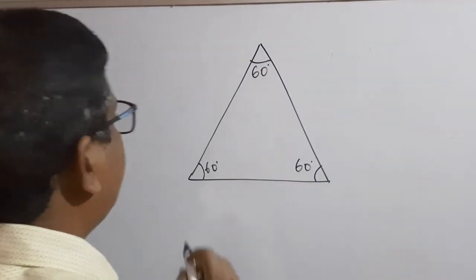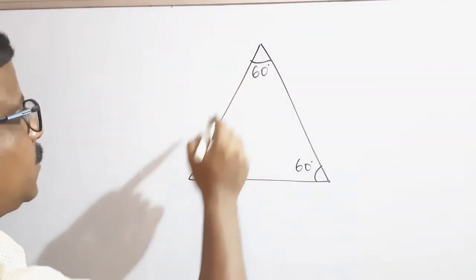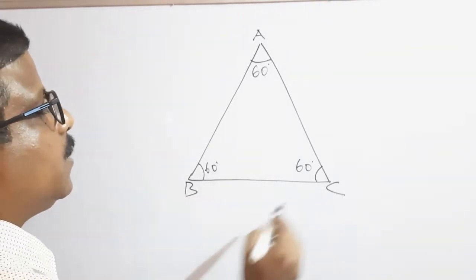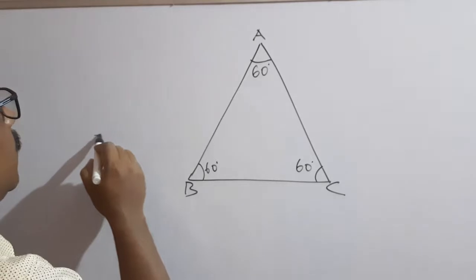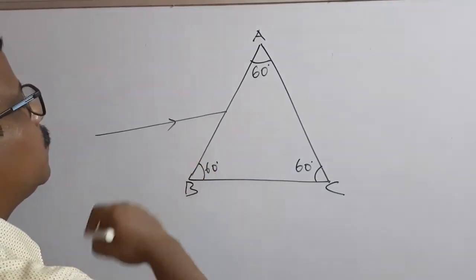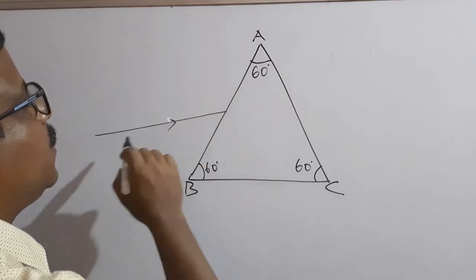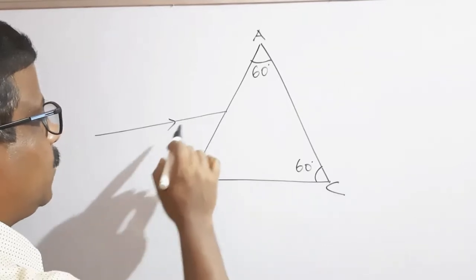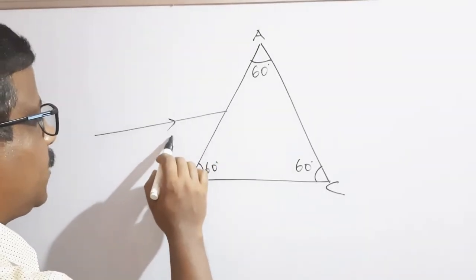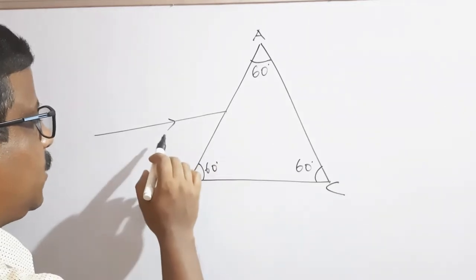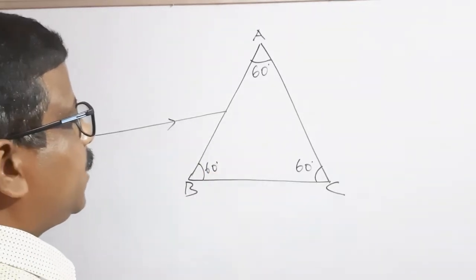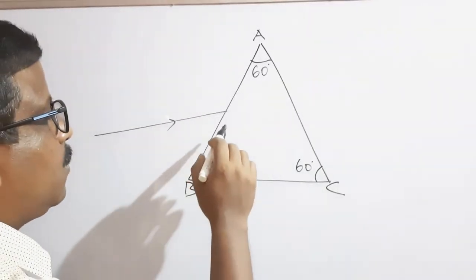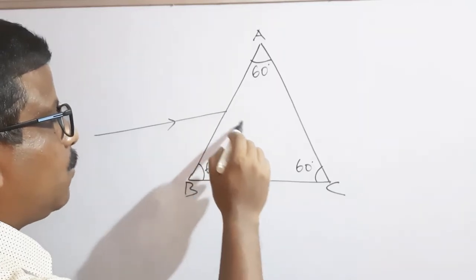Suppose a ray of light is falling on this surface, and you give the names A, B, C. A ray of light falls on this surface. This is the incident ray falling on the first surface of the prism. The ray of light is going from air to glass. Air here is the rarer medium and glass is the denser medium. So when the ray of light goes from rarer to denser medium, what will happen? It will bend towards the normal.